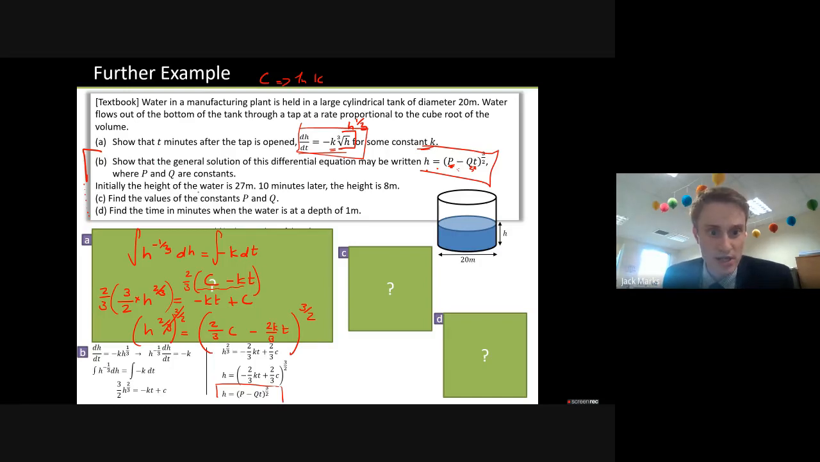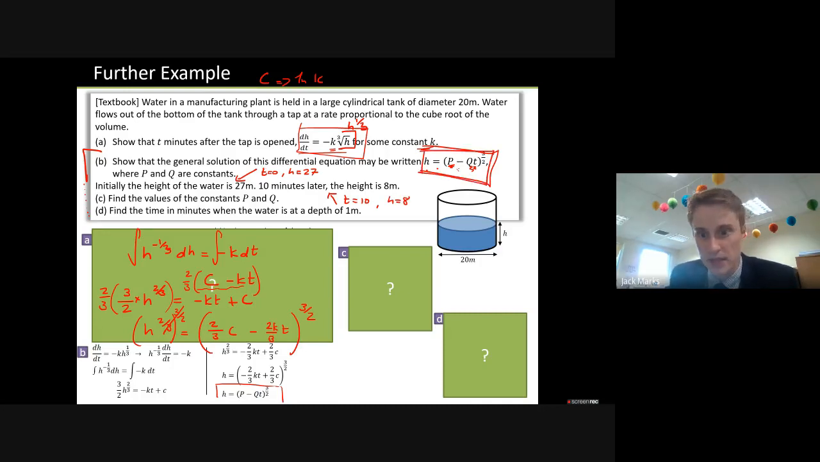So initially, the height of the water, so h is 0. That's saying to me, isn't it? Oh no, that's saying t is 0 when h is 27. That seems like that might be important. 10 minutes later, so when t equals 10, h equals 8. Look at what we've just done. We've got this result here.